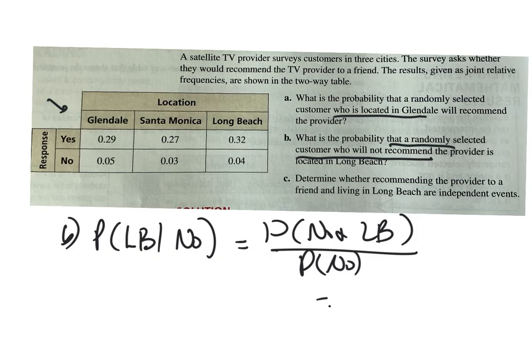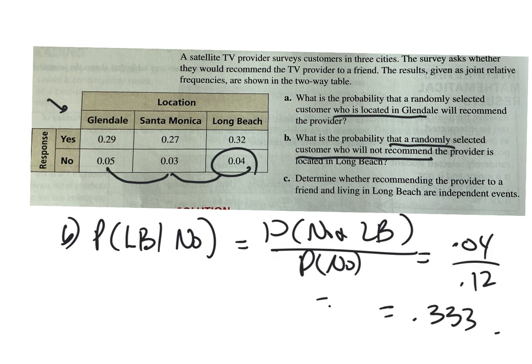So if I look at no and Long Beach, no and Long Beach is 0.04, so I'm going to go 0.04. Then I have to say all the people who said no. So I'm going to add 0.05 to 0.03 to 0.04, and that's going to be 0.12. So if I divide that, I'm getting 0.333. It's going to repeat, but that's good enough for a ratio right there. Again, the way this works is, given that they said no, what's the chance they also live in Long Beach? I hope it's not too confusing.